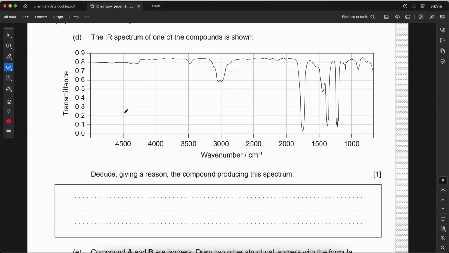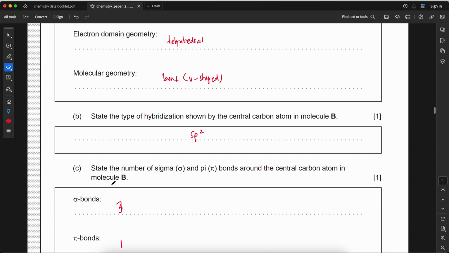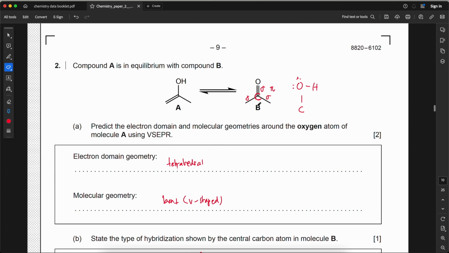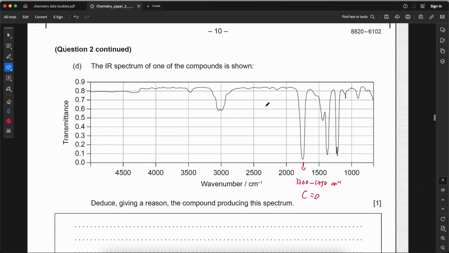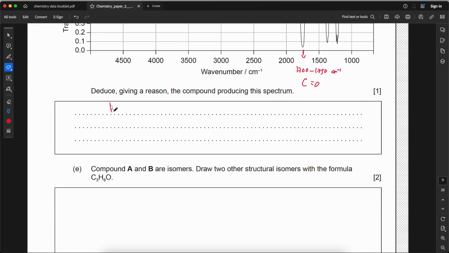The IR spectrum of one of the compounds is shown. You see here is around 1700 to 1750 centimeter to the power -1. So it's a C double bond O. Deduce, giving a reason, the compound producing this spectrum, the one that has C double bond O. It's B, as it has C double bond O absorption.